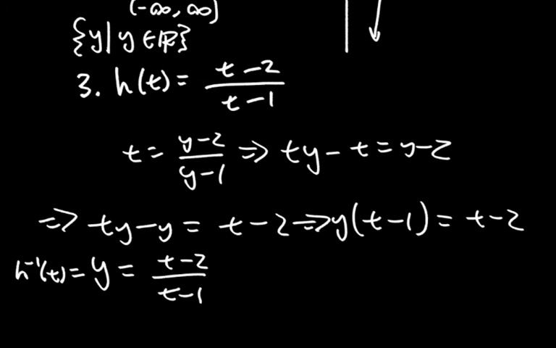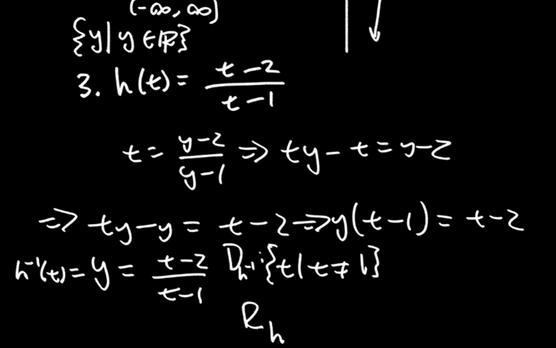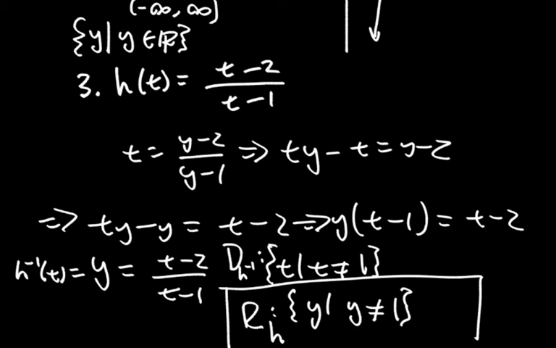So the domain of this is just all t's such that t is not equal to 1. That means the range of h, since this is the domain of h inverse, is then going to be all y values such that y is not equal to 1. So we can get it that way.